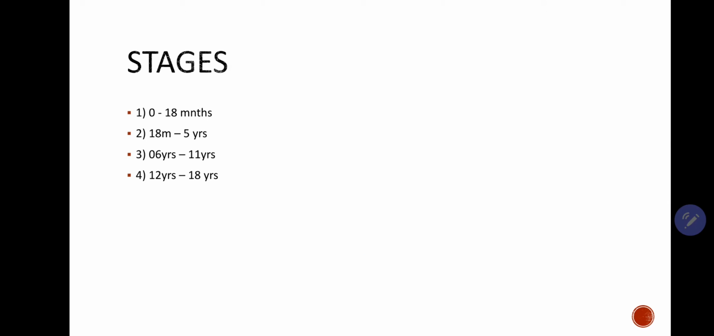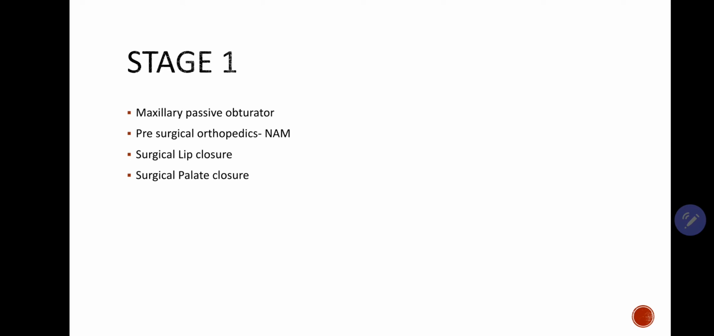So the management of the cleft lip and palate is done in 4 stages: stage 1, stage 2, stage 3 and stage 4. Stage 1 management is done between the ages of 0, that is just born, to 18 months of age. Stage 2 management is done between the ages of 18 months to 5 years, stage 3 between the ages of 6 years to 11 years, and stage 4 between the ages of 12 years to 18 years.